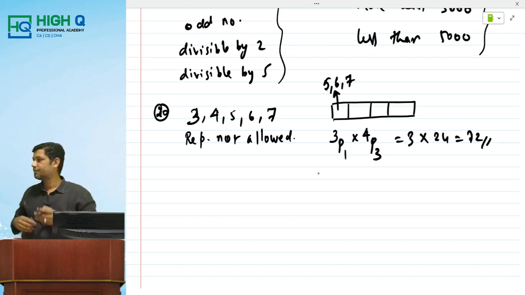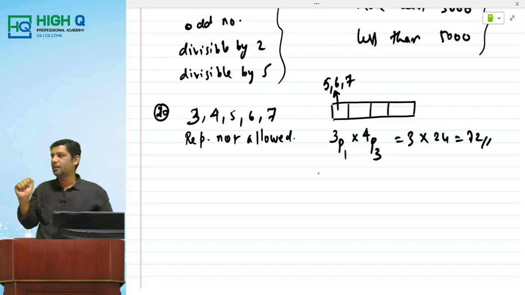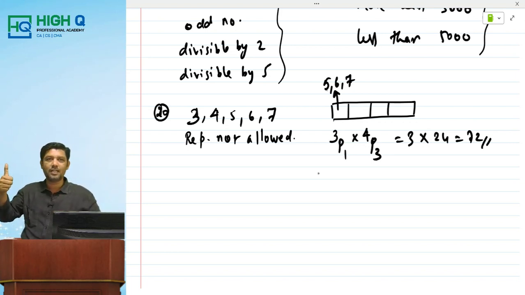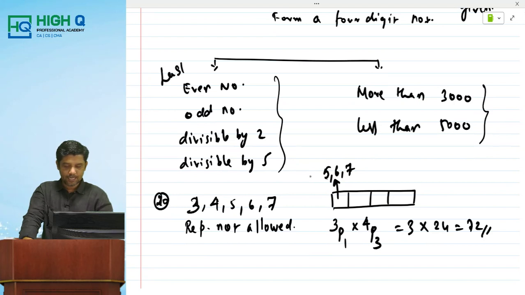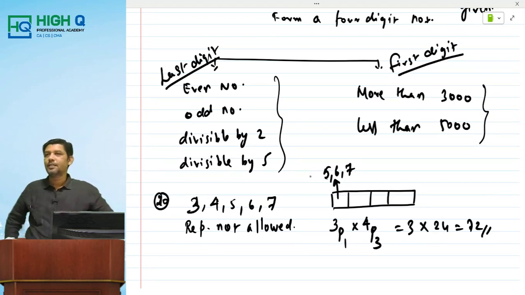That's it. Is it clear, all of you? You understood this? Only you have to prepare the checklist. What is the checklist? Once again you tell me. First checklist, what will you do? Given digits you will check whether 0 is included or not. Second, repetition allowed or not. How many digit numbers to be formed? That is the third condition. Fourth checklist is what? Should I start with the first digit or the last digit? That's it. Correct or not, my dear? This is the last digit. Am I right? And this is the first digit. Is that correct, my dear?